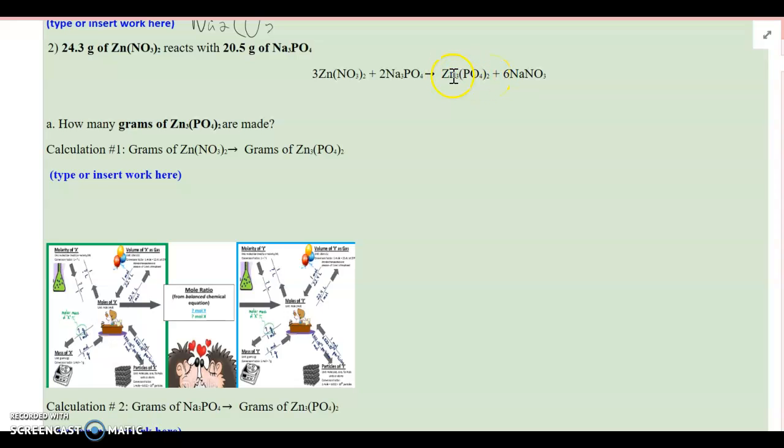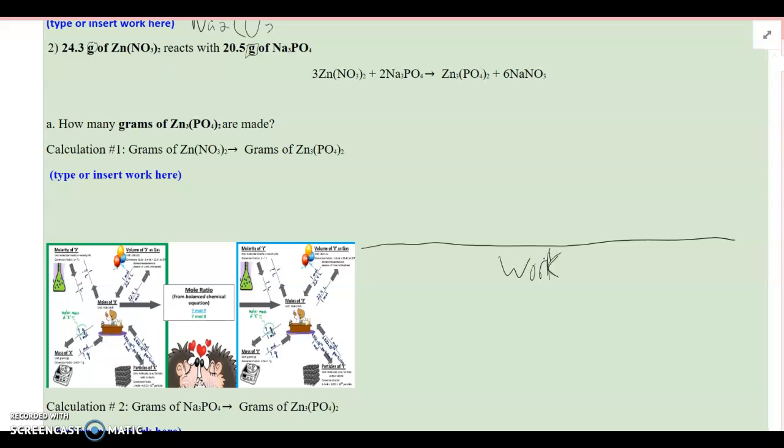The very first thing we need to do is determine which one of these is the limiting reactant. In order to do that, we need to do two separate calculations. My stomach drops when I see a problem like this, and this is why. Because I have grams here, and I have grams here, which means I'm going to need my periodic table not once, but twice, and they are complicated. Those are both really big compounds.